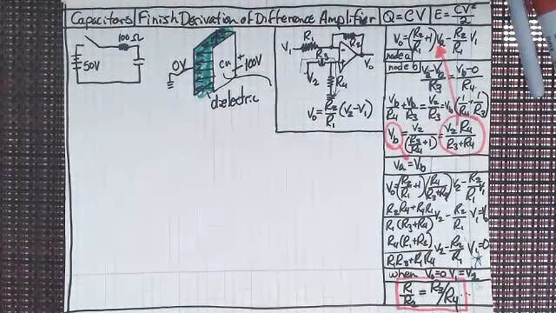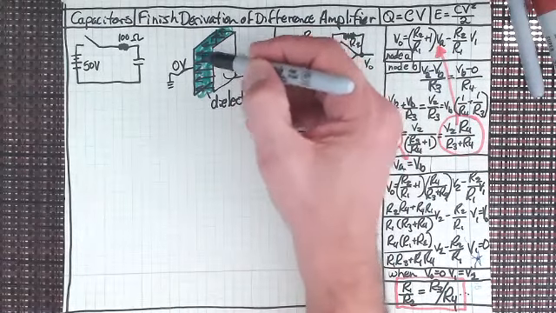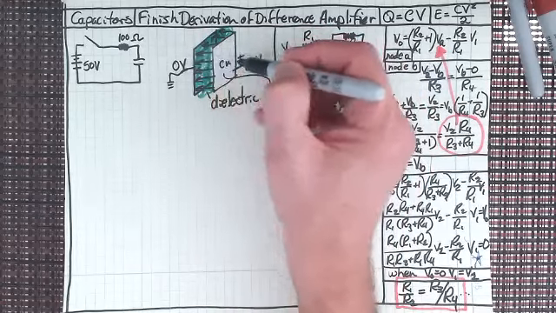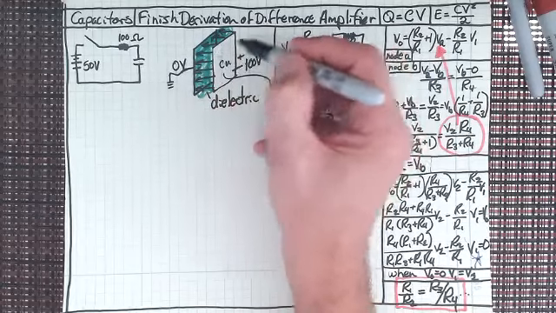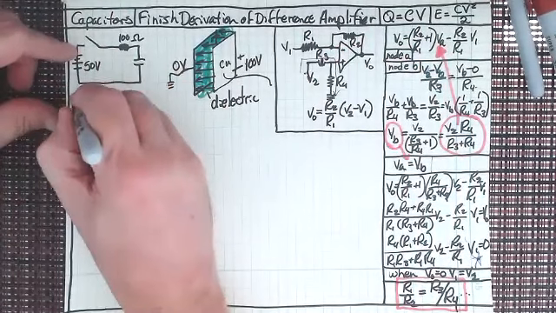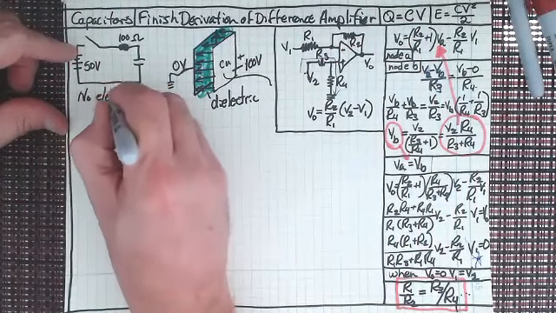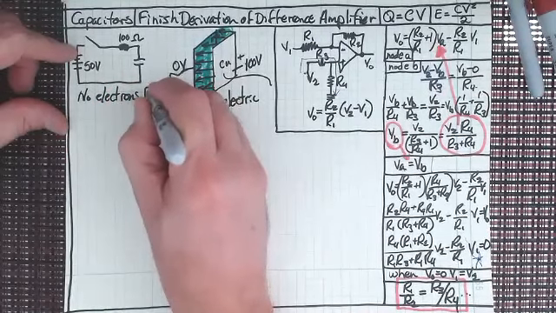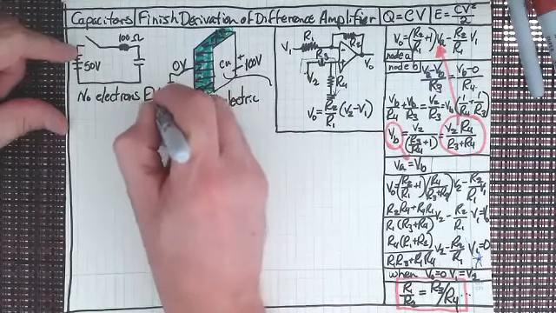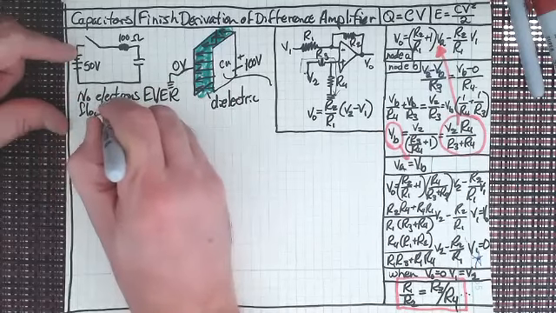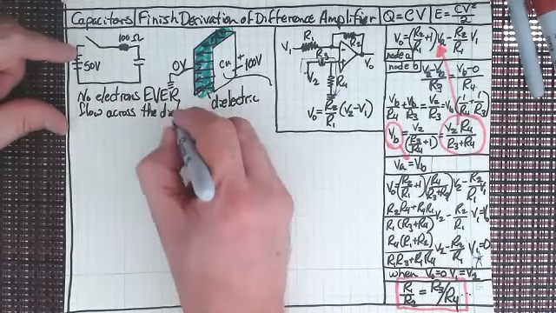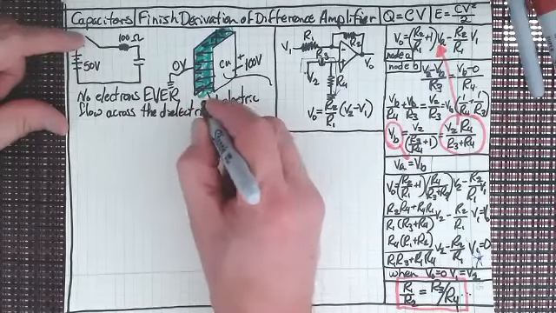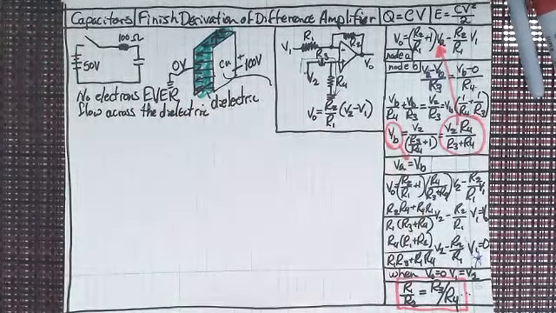When I throw that switch, is current going to flow? Or, because there's nothing connecting this, this is an insulator between these two copper plates here, right? No electrons ever flow across that dielectric. Let's write that. No electrons ever flow across the dielectric.